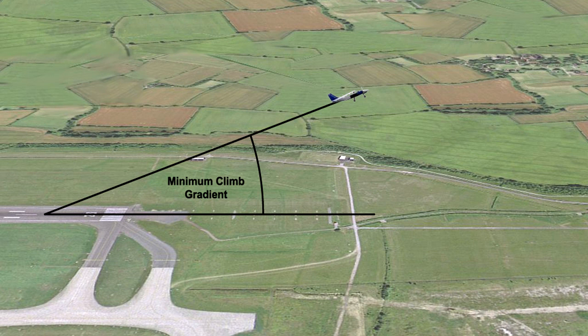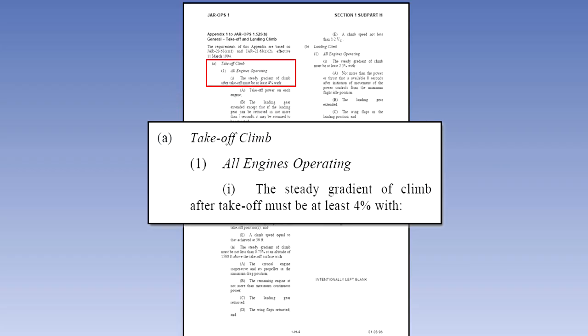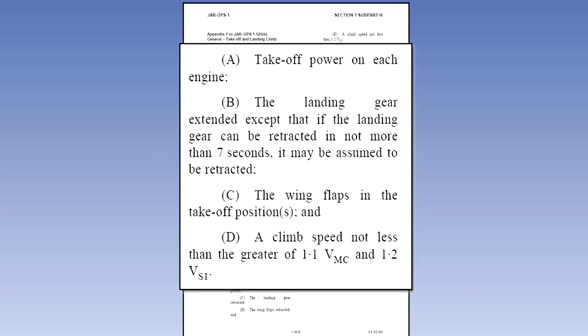You may remember from an earlier lesson that the minimum climb gradients specified by the authorities are air gradients and therefore independent of wind. JAR OPS 1 states that with all engines operating, the steady gradient of climb after takeoff must be at least 4%. The following special conditions have to be taken into account when demonstrating this gradient during certification.